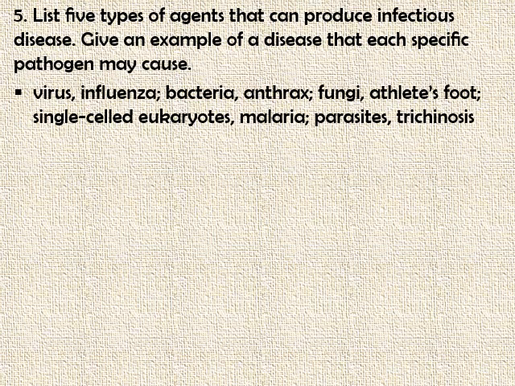The second one is bacteria, and a disease that can be caused by bacteria can be anthrax. Third one is fungi, and an example of disease caused by fungi is athlete's foot. The fourth one, single-celled eukaryotes or protists, and the disease that can be caused by protists is malaria. And finally, parasitic worms, and one example of disease caused by parasitic worms is trichinosis.